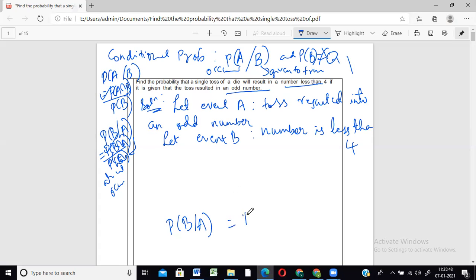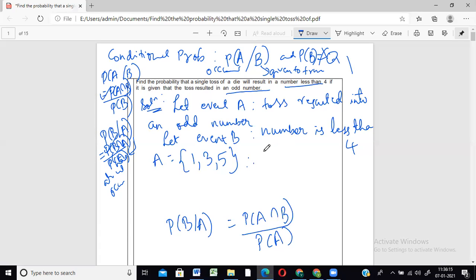What is the formula? As I said, the formula is nothing but A intersection B upon probability of A, right? Okay, so we will have to find everything. By the way, we said let A be an event that it results into an odd number, correct? So this is of when a die is rolled, correct? So what is the chances that it is an odd number? These are the odd numbers: 1, 3, and 5. Sample space we know it is 1, 2, 3, 4, 5, 6, correct?